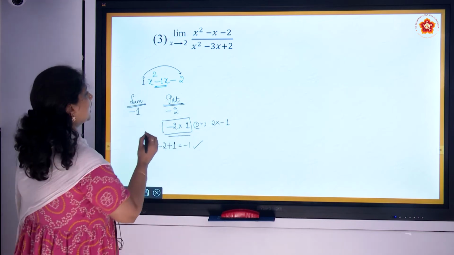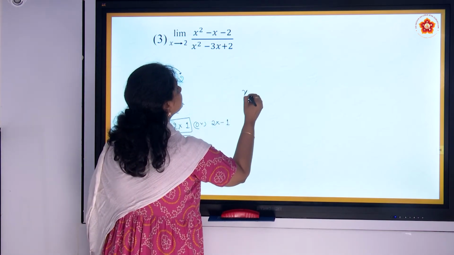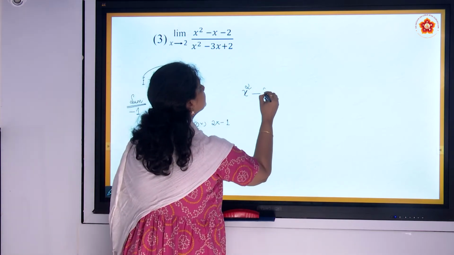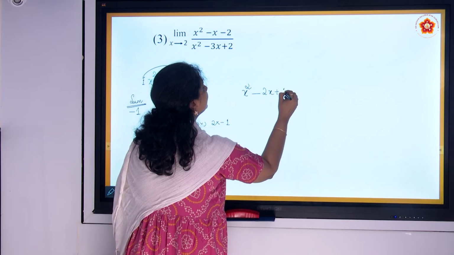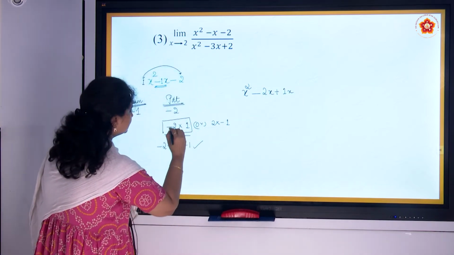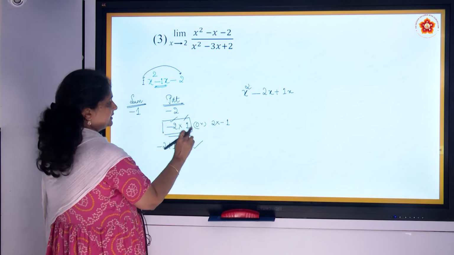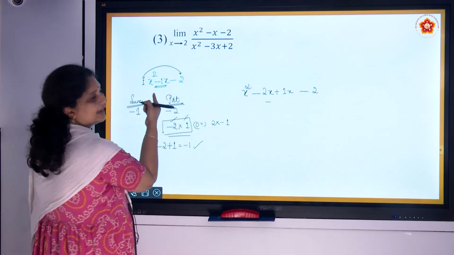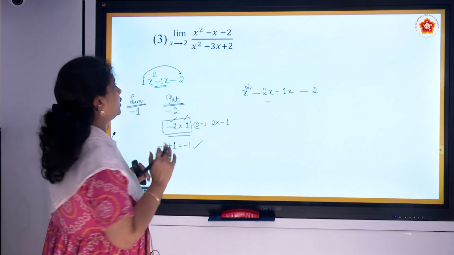So, now I'm going to split the middle term using these two numbers. X squared. This minus 1x, I'm going to write it as minus 2x plus 1x. See, I'm picking up these two numbers from here. Minus 2x plus 1x. Minus 2. If you just simplify this, you will get back this. This has been rewritten, that's all.